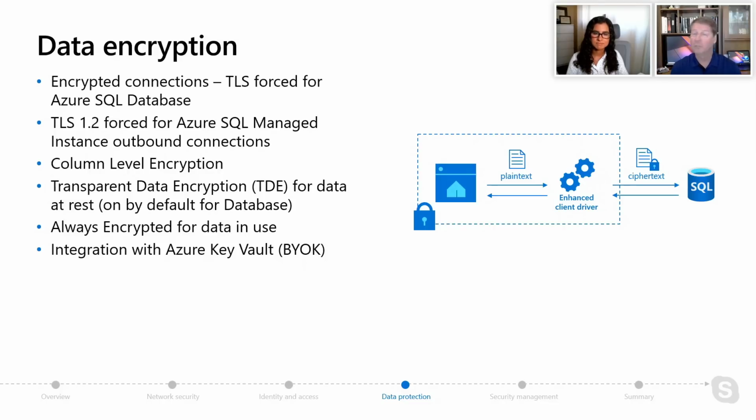If you want to, don't use our service managed keys, although that's very secure. We do certificate rotations, all the things you'd expect from keys. You can actually bring your own key and use things like Azure Key Vault to make that integration point. Always Encrypted is an interesting feature.